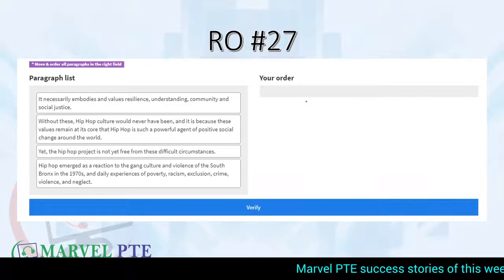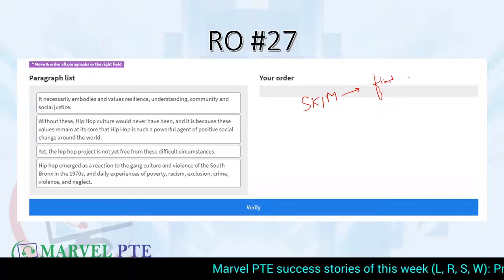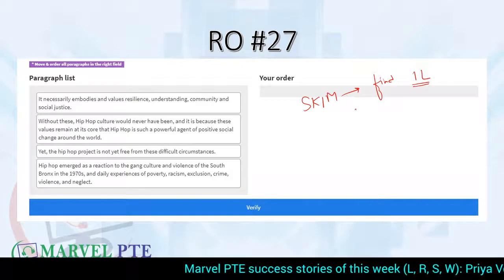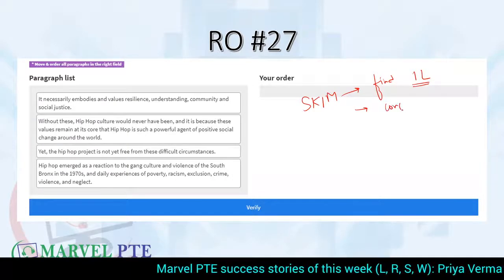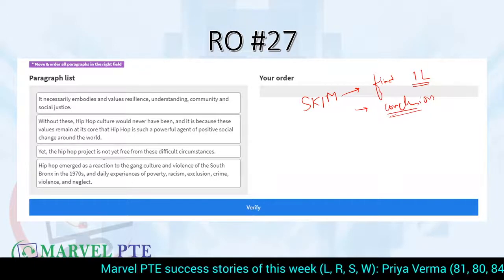Okay, I'm back. So you know that now we are going to skim it. We are going to skim to find an independent line. It's important to find an independent line, and then we are going to see if we can find a conclusion line also. So let's start doing the skimming.